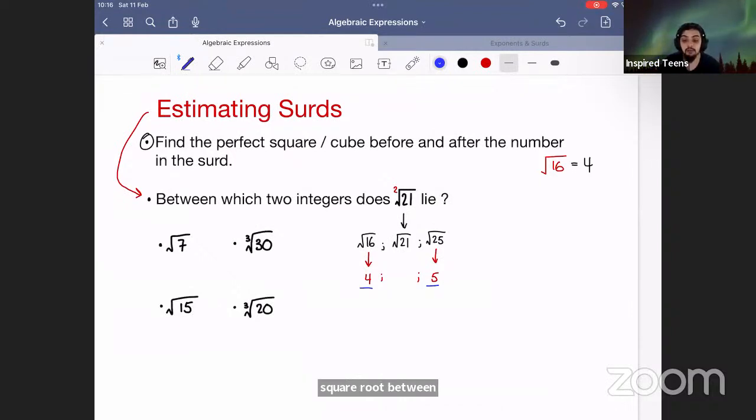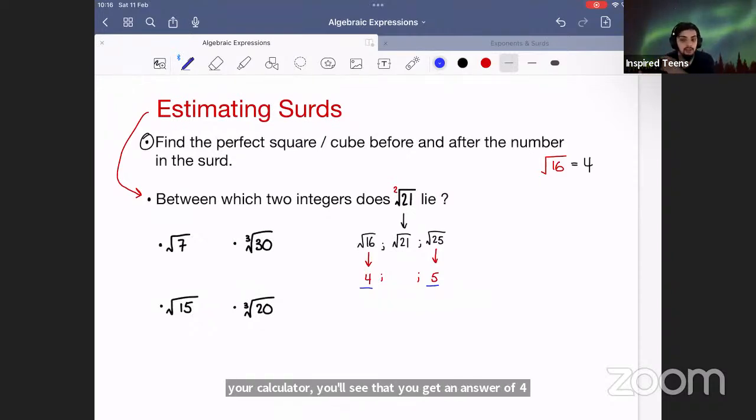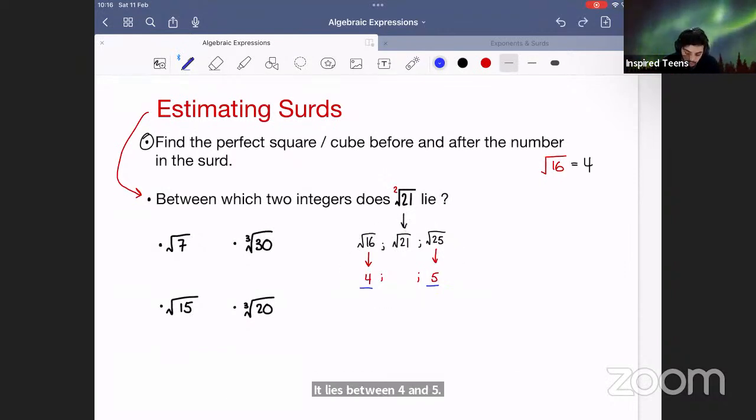Between 4 and 5. If you use your calculator and put root 21 in, you'll see that you get an answer of 4.58 whatever. That means that your answer is correct. It lies between 4 and 5. Okay, but obviously you're going to have to show how you got there.